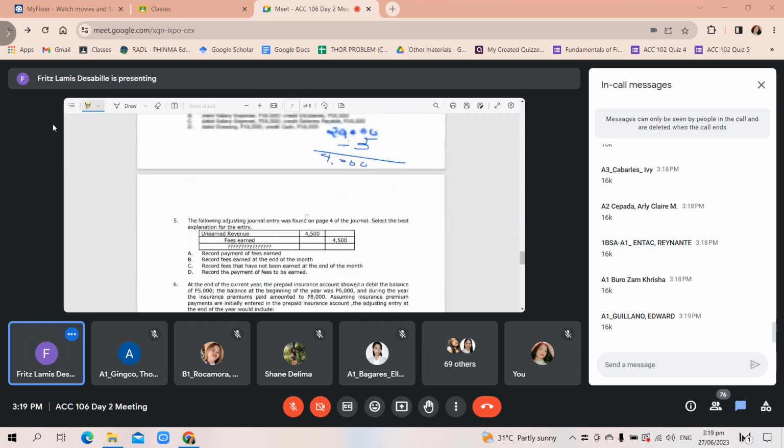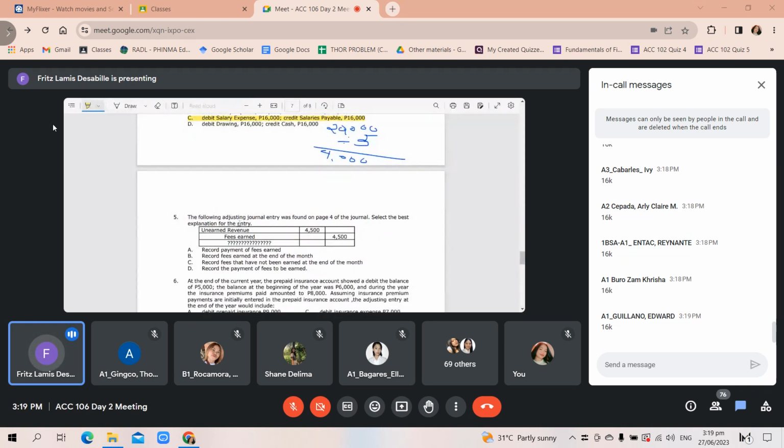Okay. Number 5, the following adjusting journal entry was found on page 4 of the journal. Select the best explanation for the entry. Okay, so what is that?